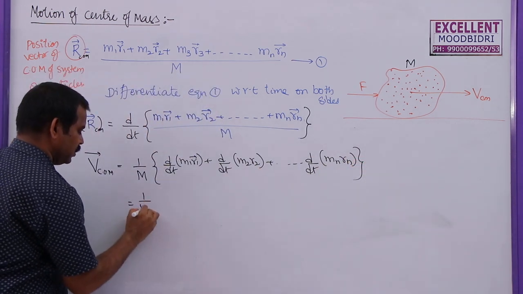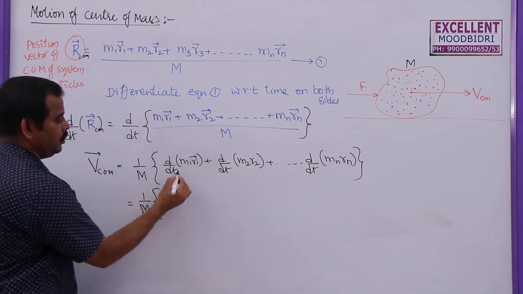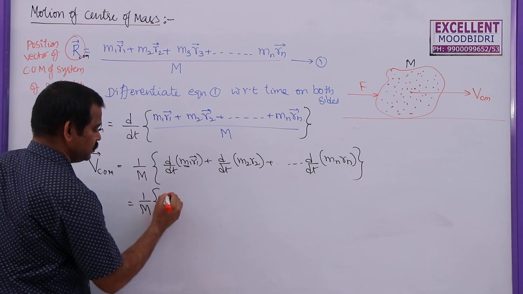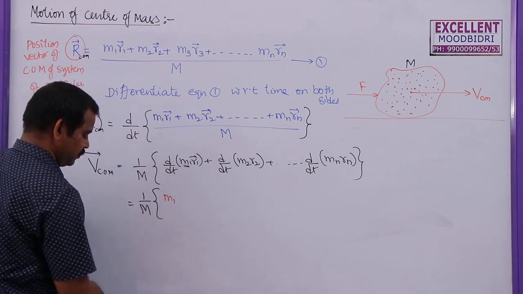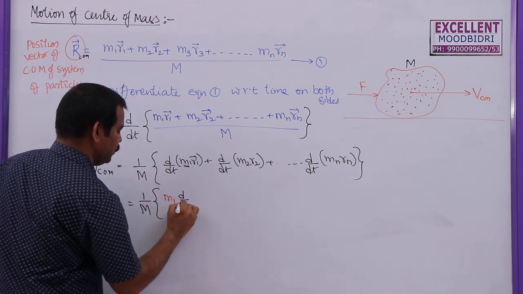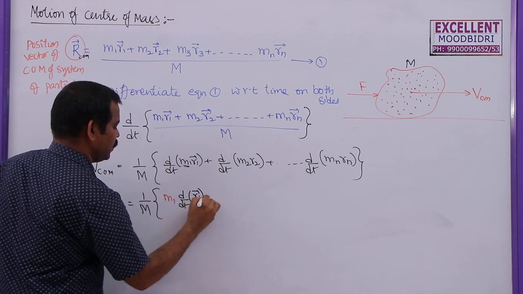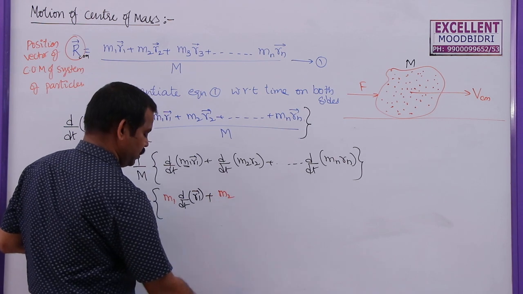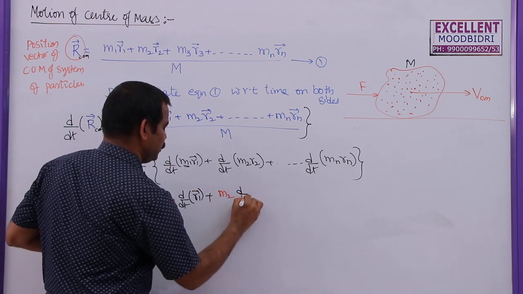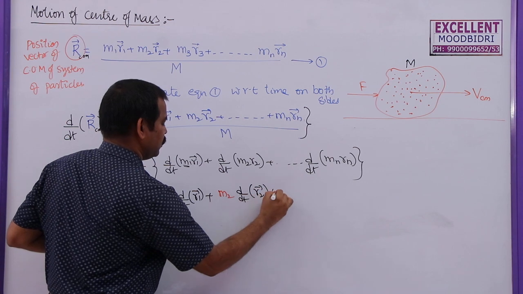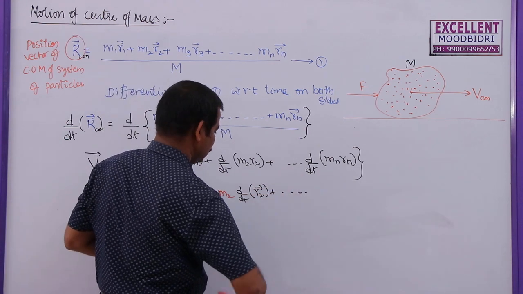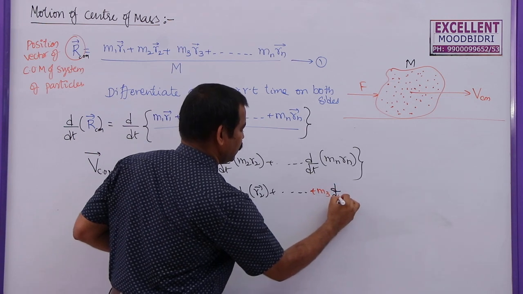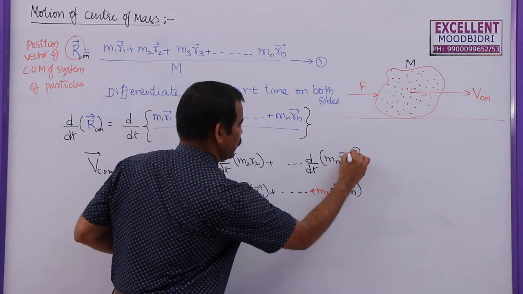Now, this can be written as 1 by m. Here m1, the mass of the particle, is always constant. The position vector may change. So, I can write m1 d by dt of r1 bar plus, mass is constant so bring it outside, m2 d by dt of r2 bar and so on. This is m3, d by dt of rn bar.